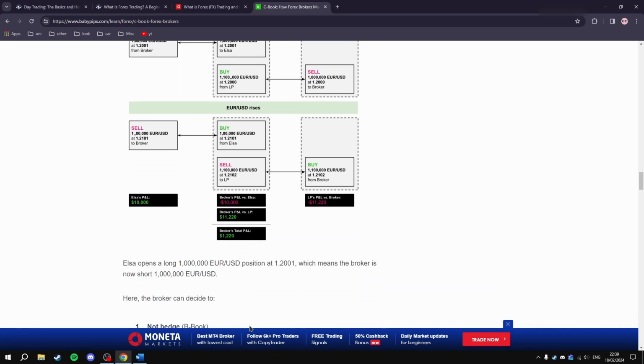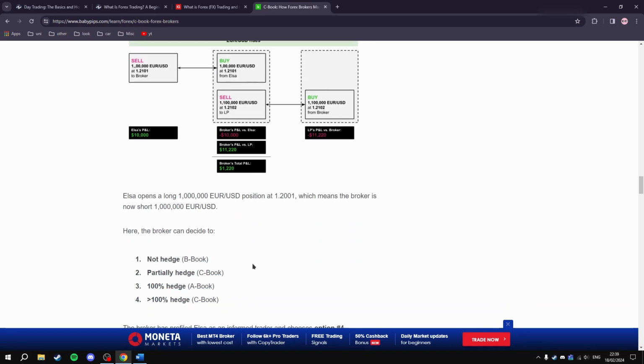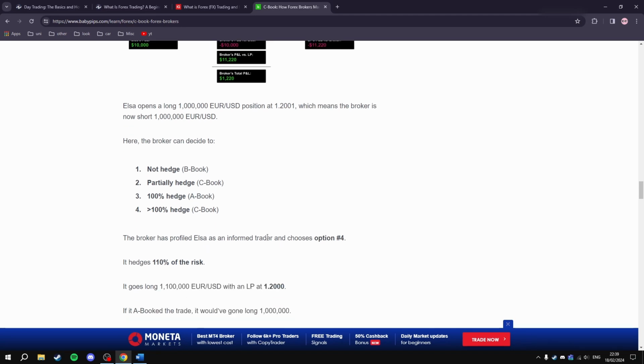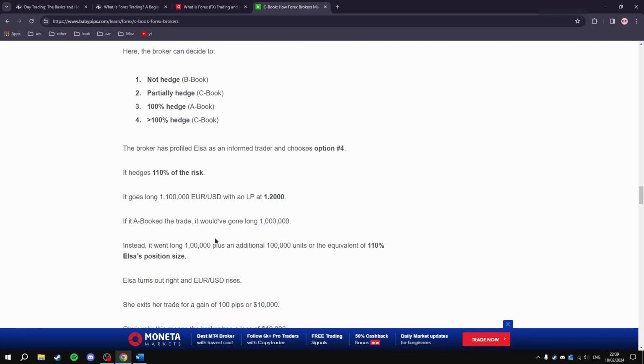Elsa opens a long 1 million EUR/USD position at 1.2001, which means the broker is now short 1 million EUR/USD. Here, the broker can decide to not hedge, B book; partially hedge, C book; 100% hedge, A book; or more than 100% hedge, C book. The broker's profiled Elsa as an informed trader and chooses option number 4. It hedges 110% of the risk. It goes long 1 million 100,000 USD with a liquidity provider at 1.2.